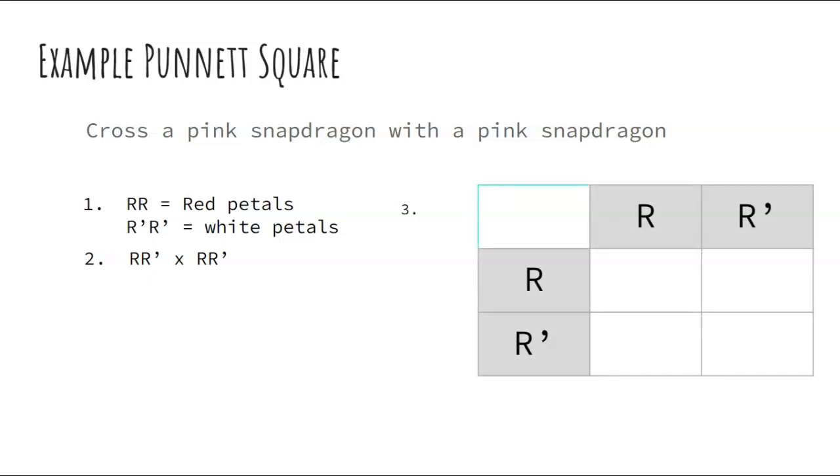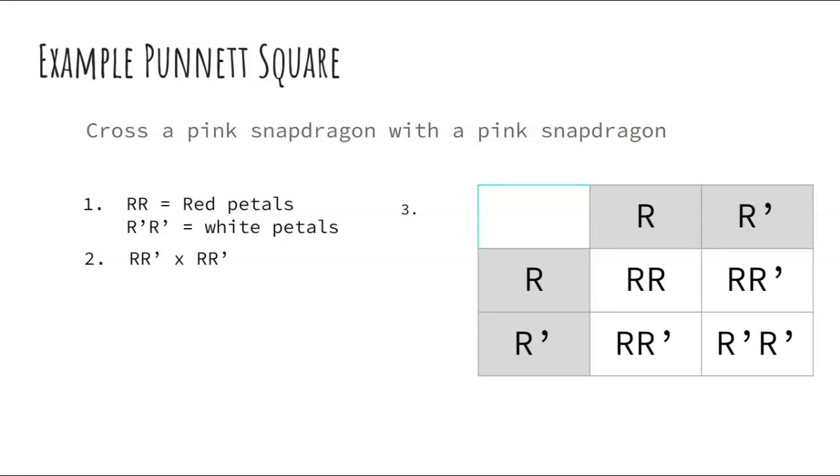Then as we go through, we're just going to fill in the Punnett square how we normally fill it in. We're going to go across and go down, and we're going to fill in these squares where these alleles would intersect with each other. So in this top box, we have RR. In the next one, we have RR prime. Then we have RR prime again, and then R prime R prime. Now the only real difference here is understanding what our phenotypes are.